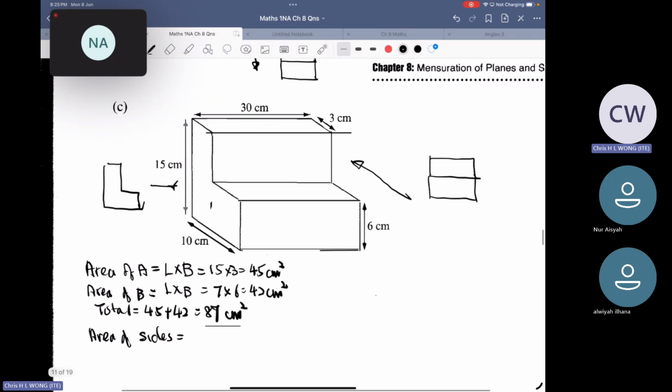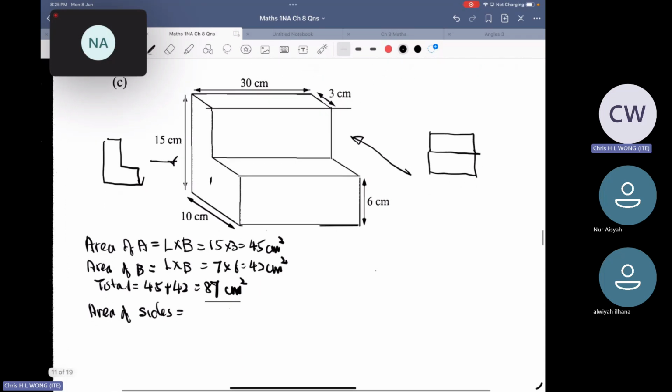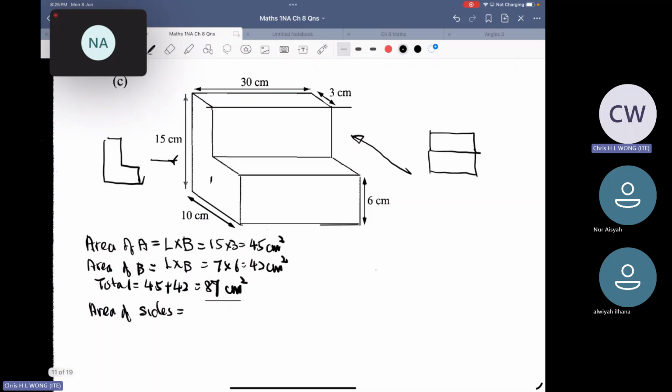Area of A, B. So you have 87. Area of two sides. It will be 87 times 2, which gives you the answer 174 cm square. You see, I only underline one. I don't underline the other one, because you already times 2, right?